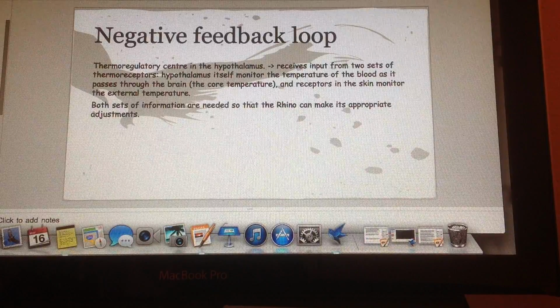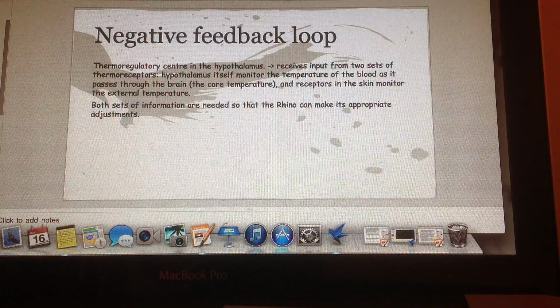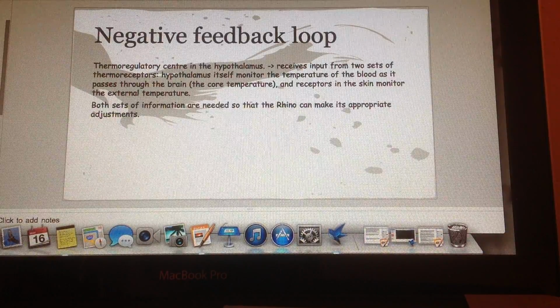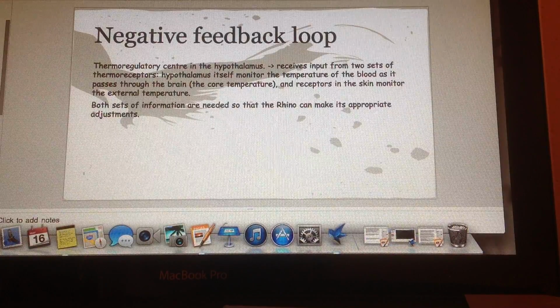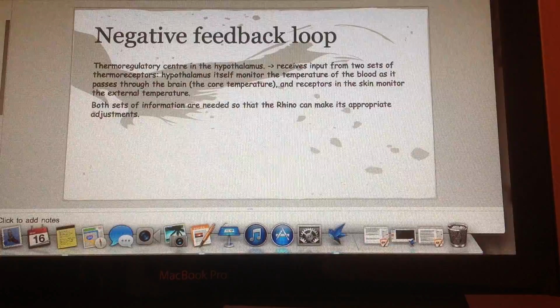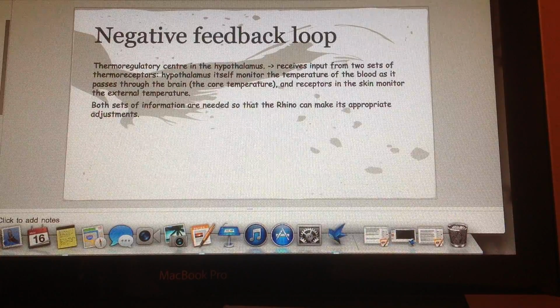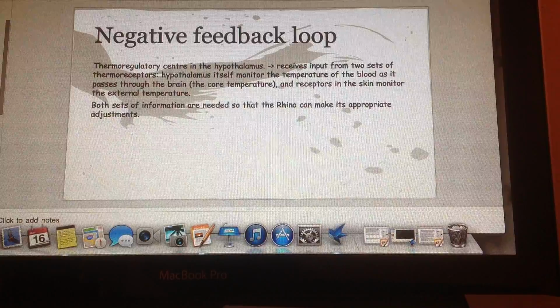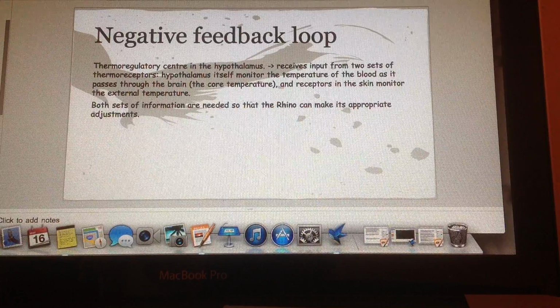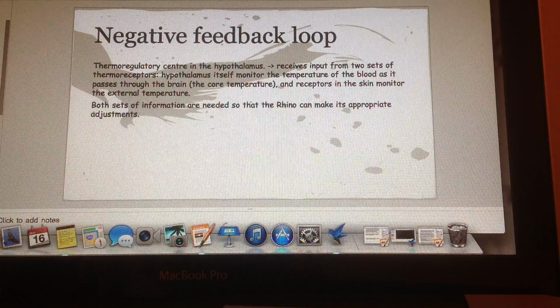Negative feedback loop. The thermoregulatory center in the hypothalamus receives inputs from two sets of thermoreceptors. The hypothalamus itself monitors the temperature of the blood as it passes through the brain, and receptors in the skin monitor the external temperature. Both sets of information are needed so that the rhino can make its appropriate adjustments.